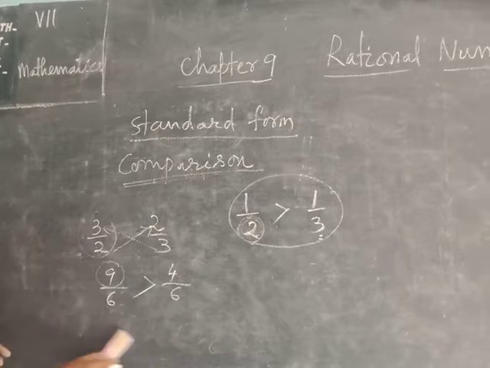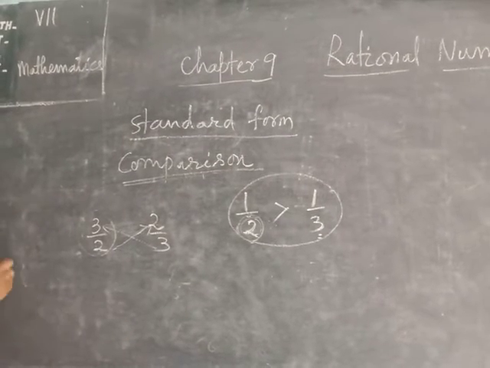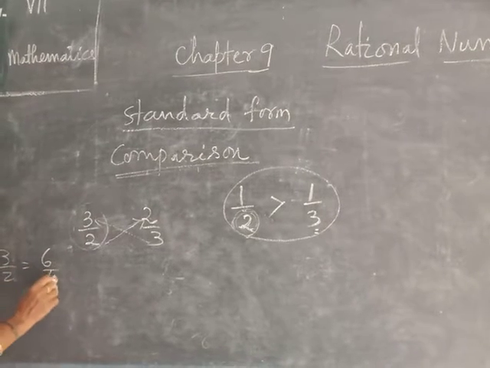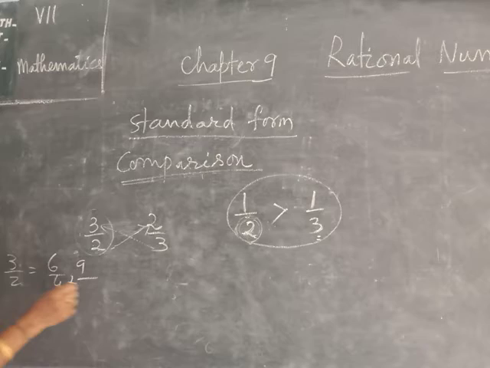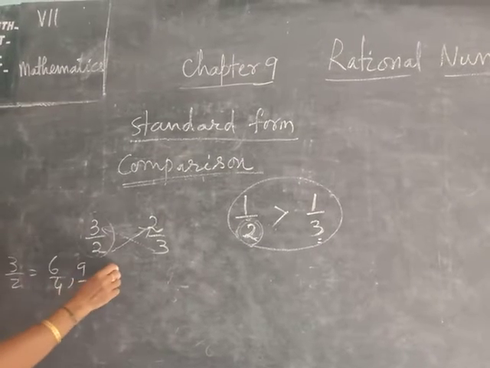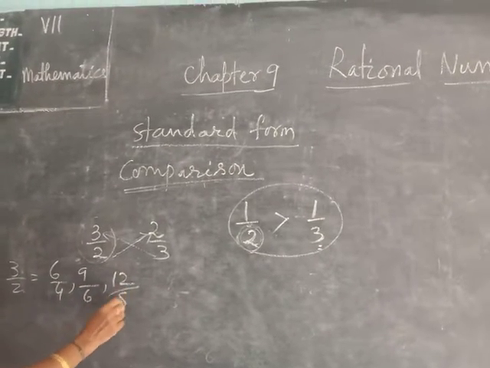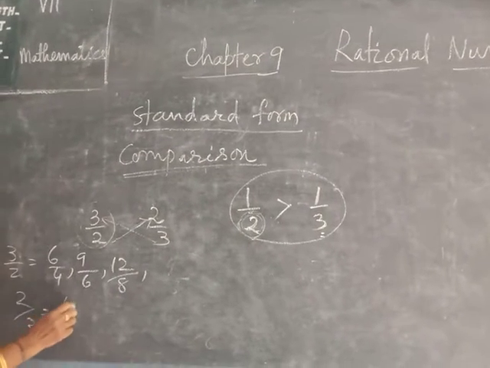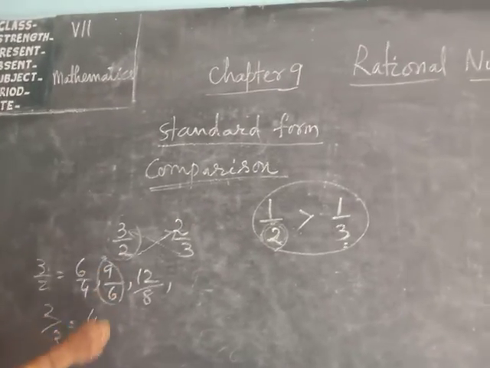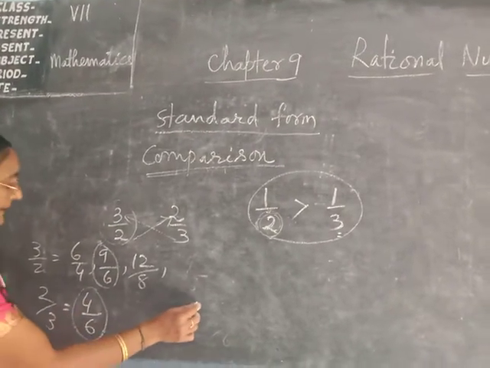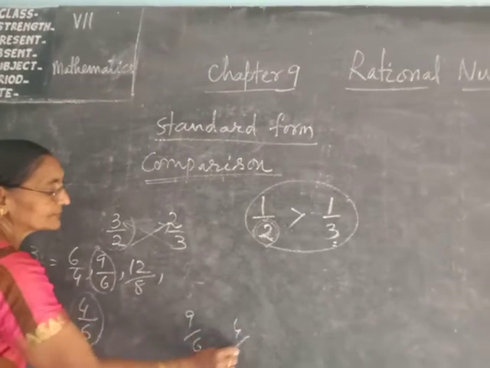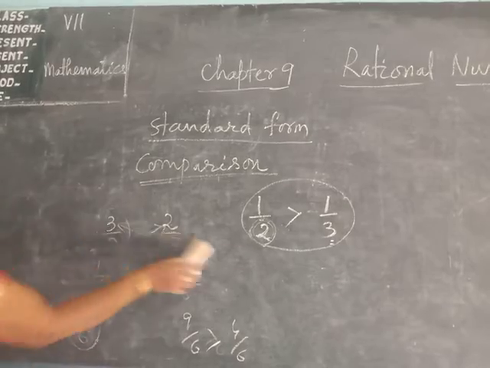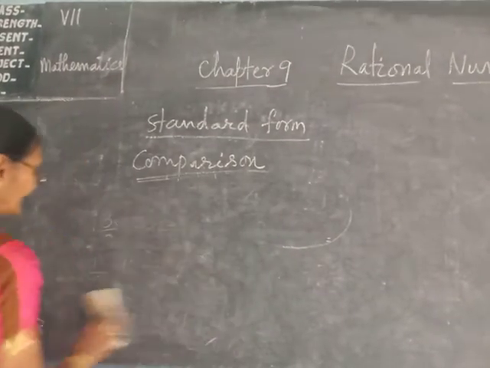And another method is there. In that method you have to find equivalent fractions. How will the equivalent come? 3 to the 6, 2 to the 4. 3 times 3 is 9, 2 times 3 is 6. Then 3 times 4 is 12, 2 times 4 is 8. Then what is the equivalent? It is 2 by 3. Here 2 to the 4, 3 to the 6. So here 9 by 6 and 4 by 6 have equal denominators. That much you have to take. Then 9 by 6 and 4 by 6, 9 by 6 is greater.